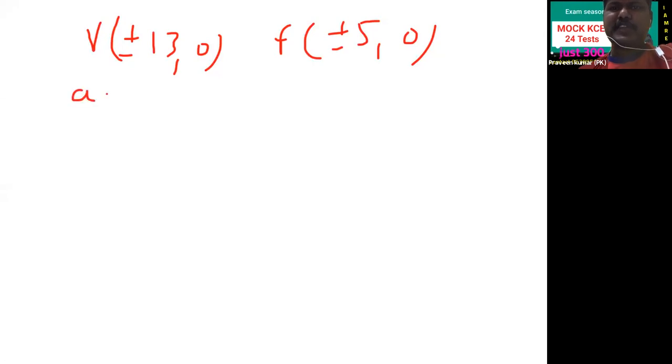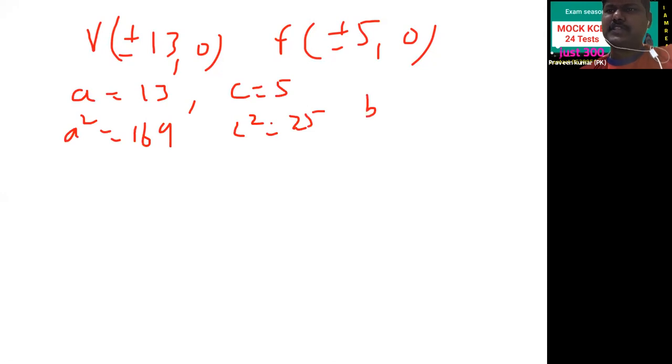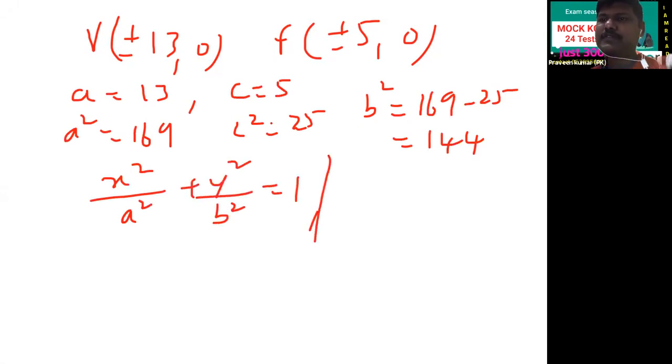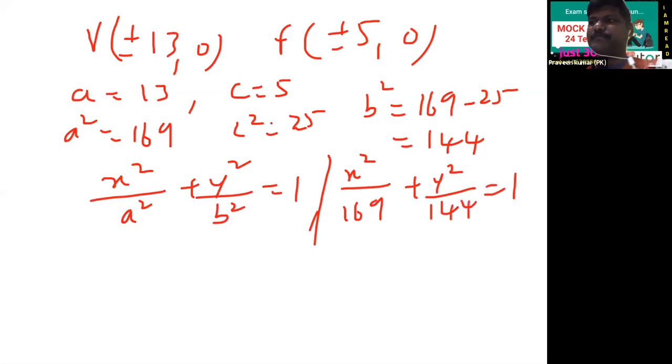Vertices means what is given? A is 13, C is 5, A square 169, C square 25. B square is 169 minus 25, 144. Only to find A and B. A square is enough. It is on x-axis means the formula is this one: X square by A square plus Y square by B square. Then x square by what is A square? 169 plus Y square by what is B square? 144 equal 1. Perfect answer. Very good.